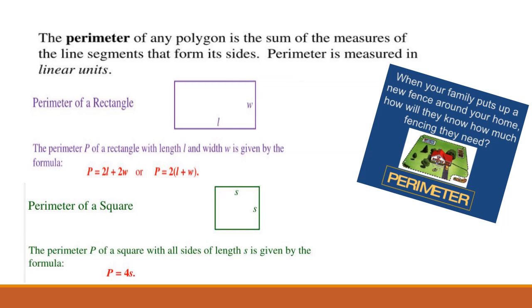The perimeter of any polygon is the sum of the measurements of the line segments that form its sides. So in the rectangle, I have 4 sides, 2 are width and 2 are length. If I want to find the perimeter of a rectangle, I have to add the length of these 4 sides. So I say length plus length plus width plus width.